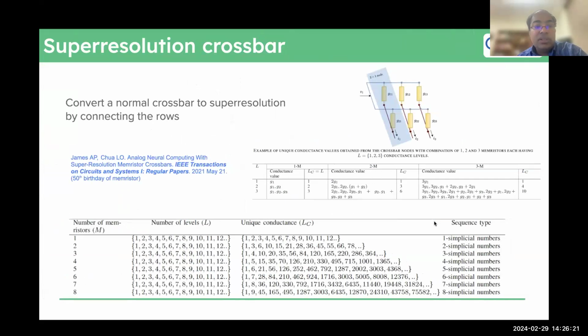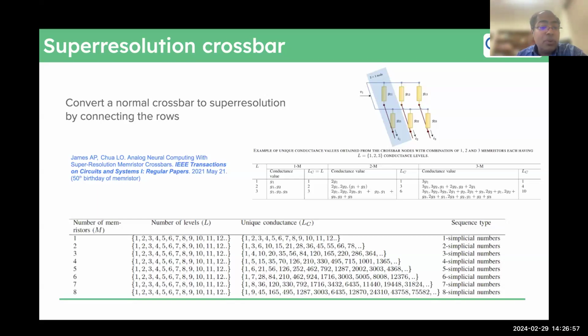Another technique that we recently developed is a very simple technique by which you could get around the problem of variability affecting the overall performance. So all we did was we just connected the rows of the crossbar. But when you do that, it starts to show very interesting properties. And we came up with a few theorems, and it can completely predict the conductive behavior.